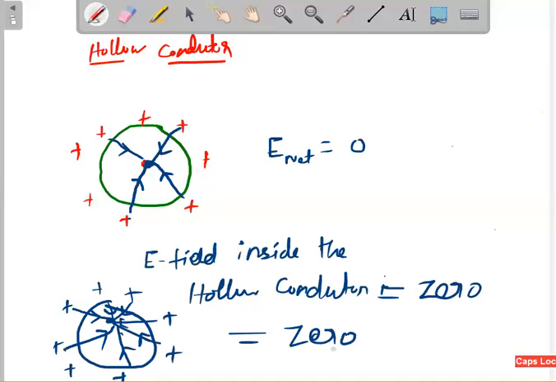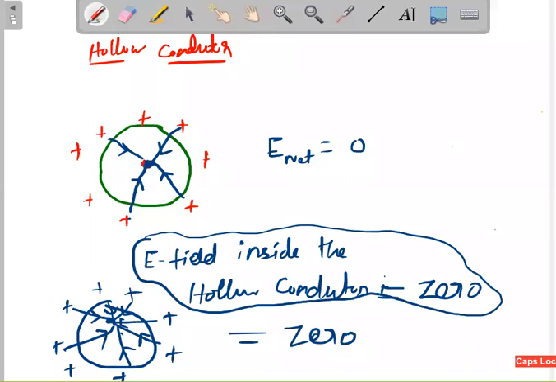Again, you can prove this with the help of mathematics. You take any point, then you try to calculate the force, the electric field due to all other points on the surface. Finally it has to be 0. So in this case also 0. That's why, in a generalized statement, we are telling that the electric field inside a hollow conductor is 0.